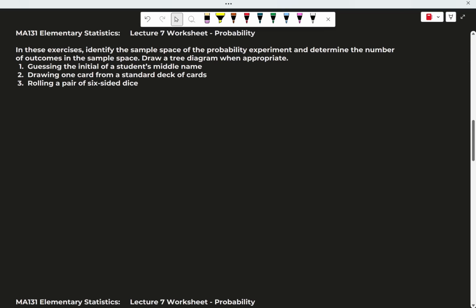The worksheet from lecture 7. This is question 3. In these exercises, identify the sample space of the probability experiment and determine the number of outcomes in the sample space. Draw a tree diagram if you feel like it.